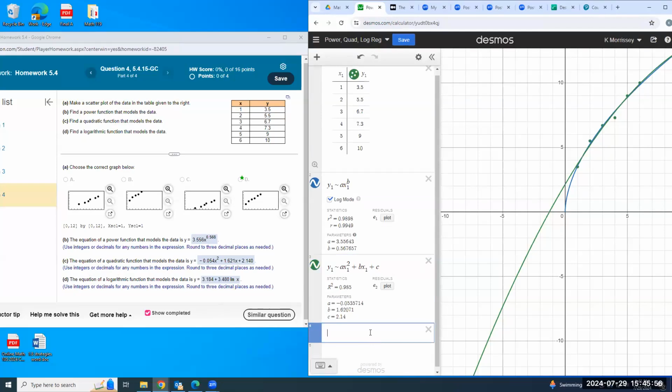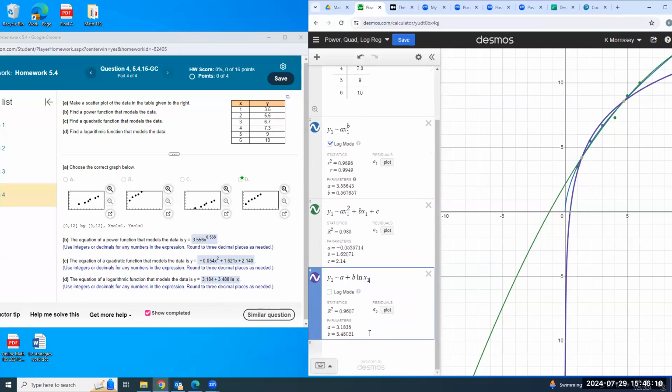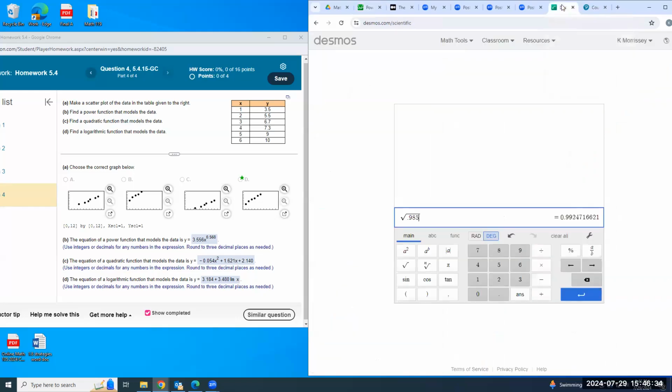And your logarithm, which is necessary other than y sub 1, has the setup of a plus b ln of x sub 1. Now we do not need to hit the log mode for this particular logarithm. It is just for your power function and your exponential. So here you'll have these values, and again, just rounding to 3 decimal places on that question. And if you're looking for your correlation coefficient r, 0.9607.